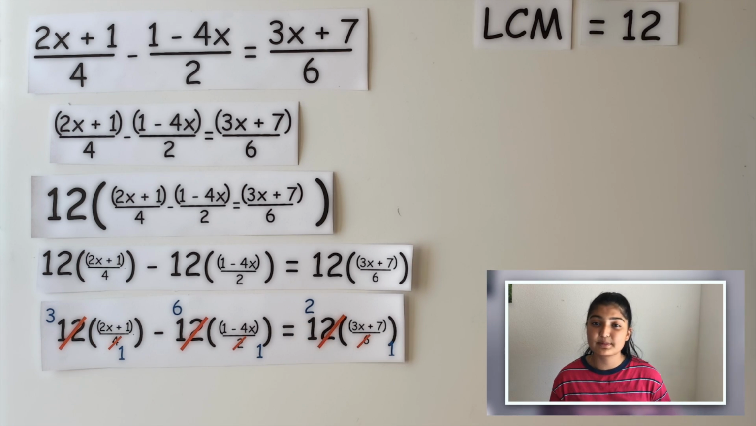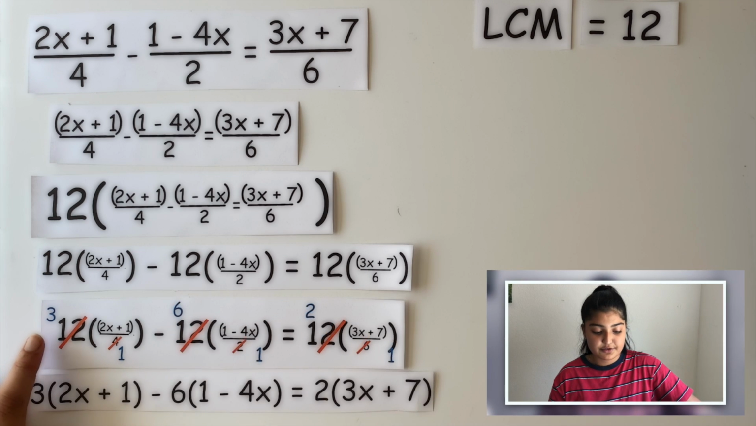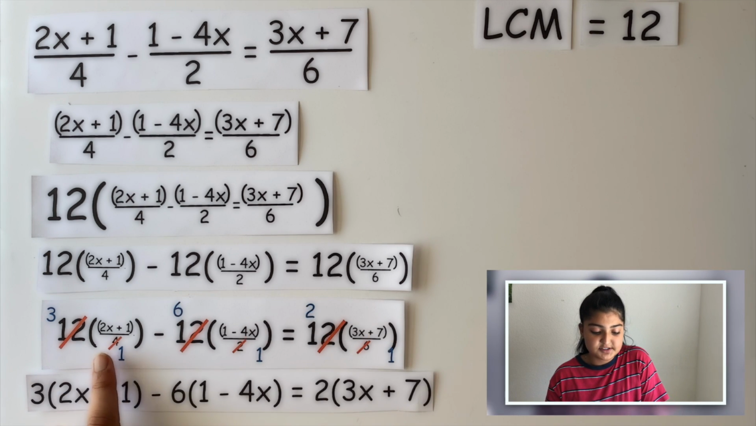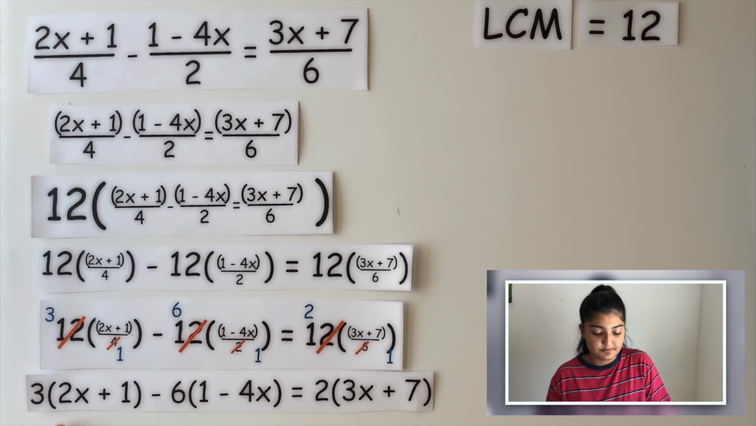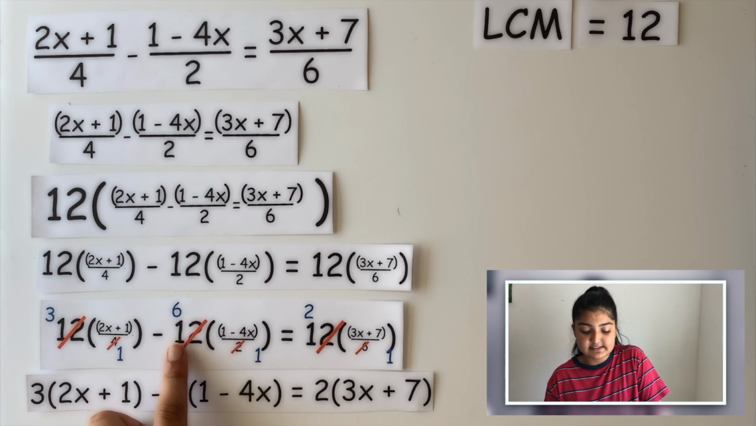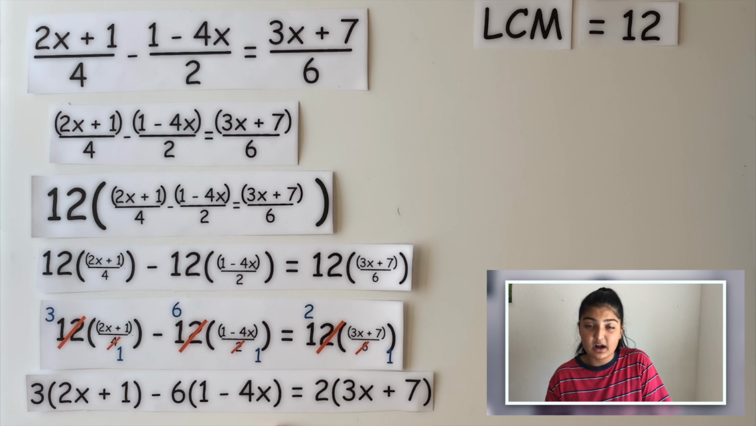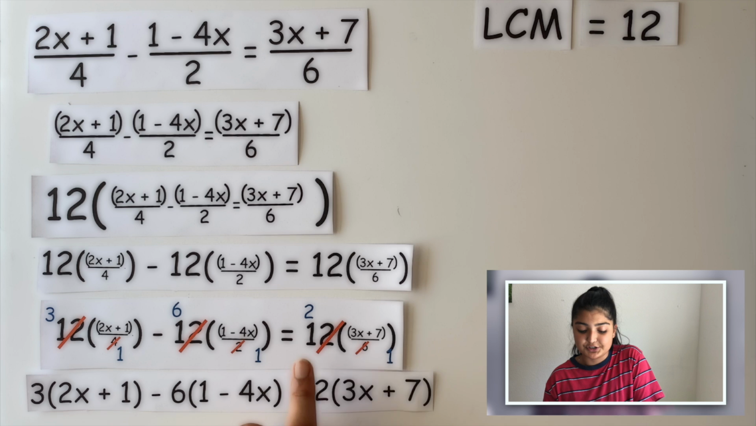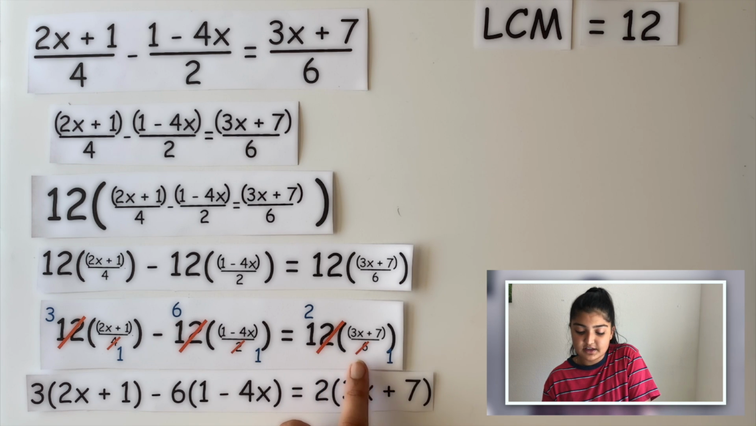Now, let's multiply everything and rewrite it. 3 times 2x plus 1 minus 6 times 1 minus 4x is equal to 2 times 3x plus 7.